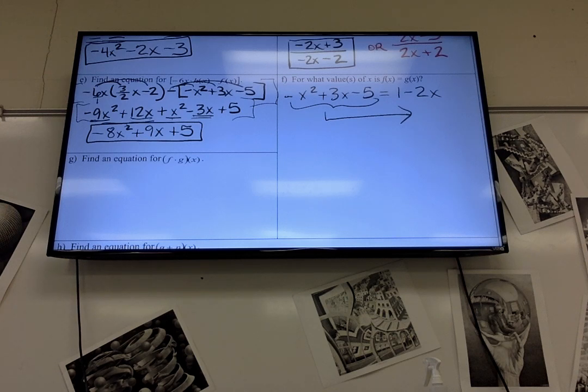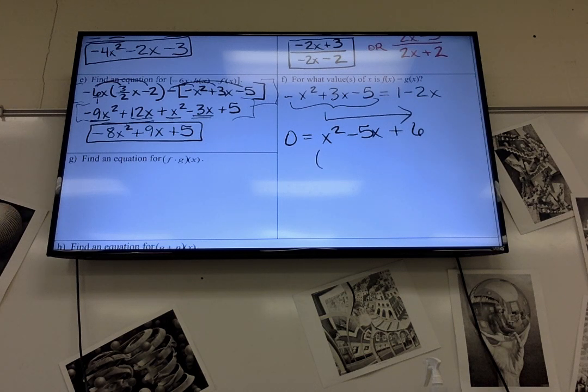So we add x squared. So that's just x squared. I subtract 3x, and there's already a minus 2x, so it's minus 5x. And we add 5, and there's already a 1, so it's plus 6. Did I lose anybody? Okay, sweet.